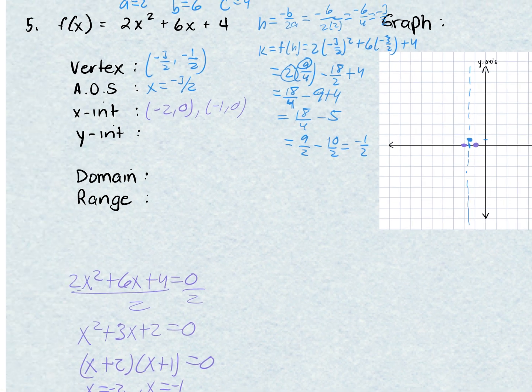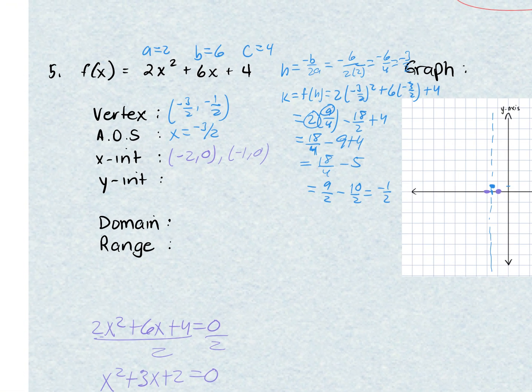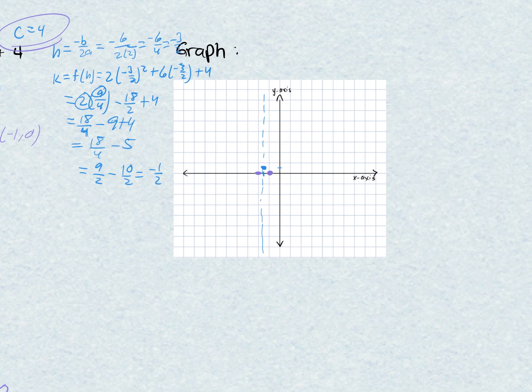All right, and then our y-intercept, in this form, finding the y-intercept is very easy. You're just looking at your c value, right? So it's going to be (0, 4). All right, and then you can plot that point.